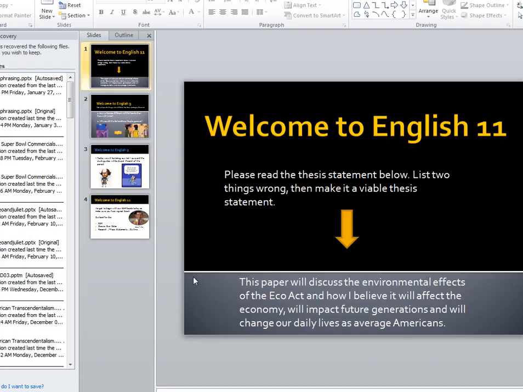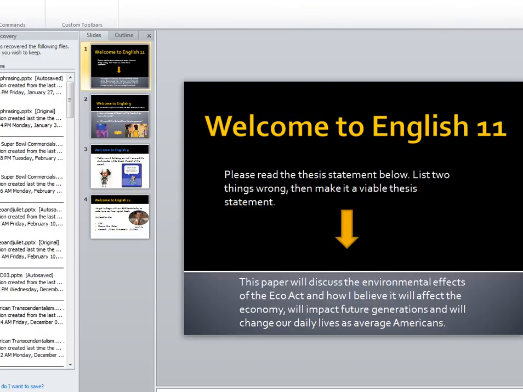Here is a thesis statement. It says, this paper will discuss the environmental effects of the ECO Act and how I believe it will affect the economy, will impact future generations, and will change our daily lives as average Americans. All right, couple things here. One, as we discussed in class, a thesis statement should never forecast what exactly it's going to talk about. As you can see here, it says how I believe it will affect the economy. You don't want that. You don't want how I will believe. So we need to take that out.